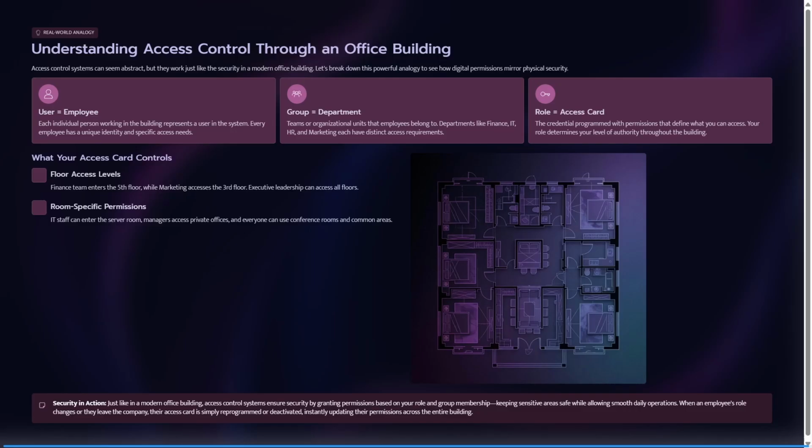Real life example. Think of an office building. User is an employee, group is a department, role is the access card. Your access card decides which floors you can enter, which rooms you can access. Same logic applies in ServiceNow.